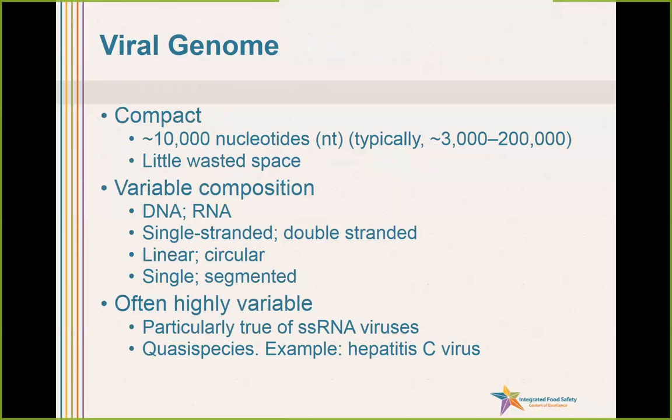Viral genomes are relatively compact at about 10,000 nucleotides and have little wasted space. They're variable in composition, meaning they can consist of DNA or RNA, can be single-stranded or double-stranded, they can be linear or circular, or be single or segmented. They are often highly variable, meaning there are a lot of single nucleotide polymorphisms between viruses. They evolve so fast that you can get different strains very quickly. This is particularly true of single-stranded RNA viruses.